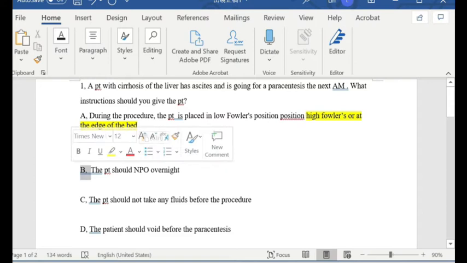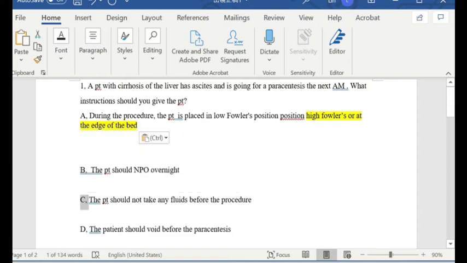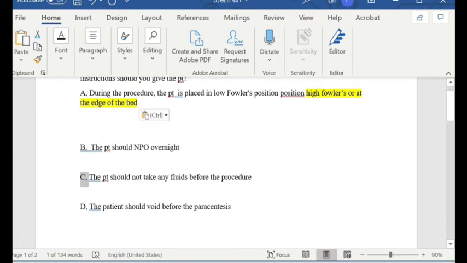Since B and C are very similar, nursing students, you have to think about that. Since they are very similar, they should cancel each other out. And D, the correct answer is D. The patient should void before this paracentesis. The reason behind it is that the patient has a full bladder during this procedure, and the needle of the paracentesis might accidentally puncture the patient's bladder.